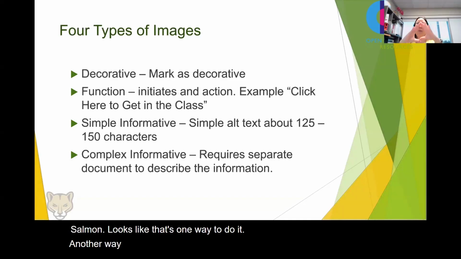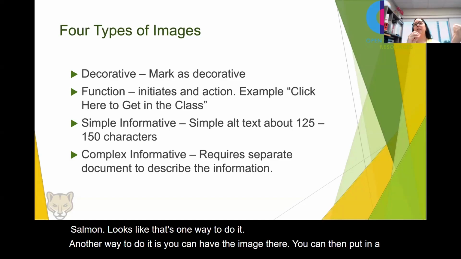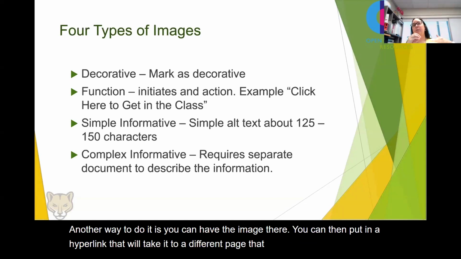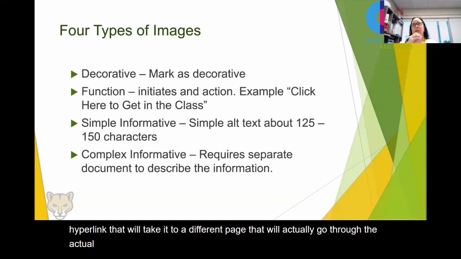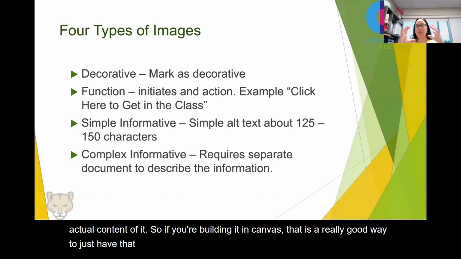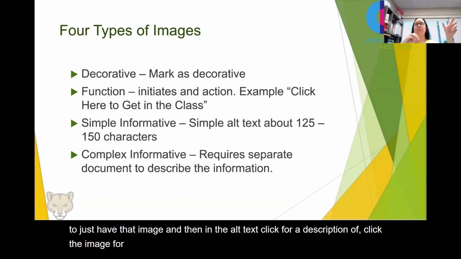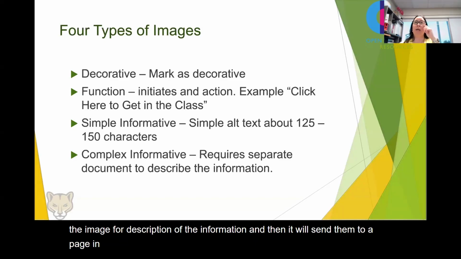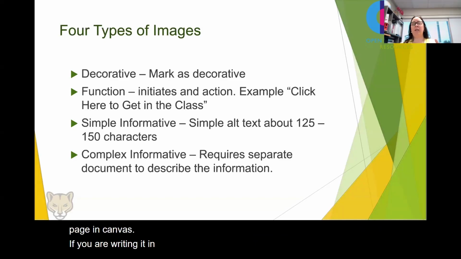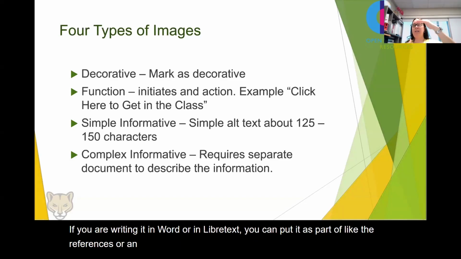Another way to do it is you can have the image there. You can then put in a hyperlink that will take it to a different page that will actually go through the actual content of it. So if you're building it in Canvas, that is a really good way to just have that image and then in the alt text, click the image for a description of the information, and then it will send them to a page in Canvas. If you are writing it in Word or in LibreText, you can put it as part of the references or an appendix section. It's still within that same chapter, but it's just at the bottom.